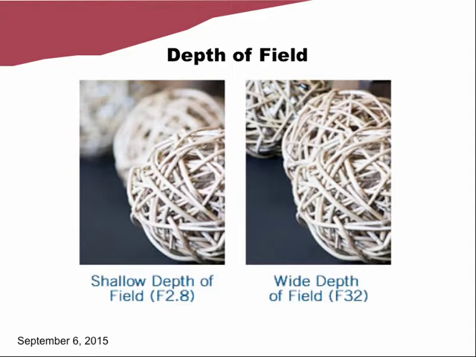You see the foreground. You see that one ball in front, and then you kind of have a grainy background. You have a wider depth of field with f-stop 32, and you have more in focus, more of an in-focus depth of field. You see all three subjects in that one shot.